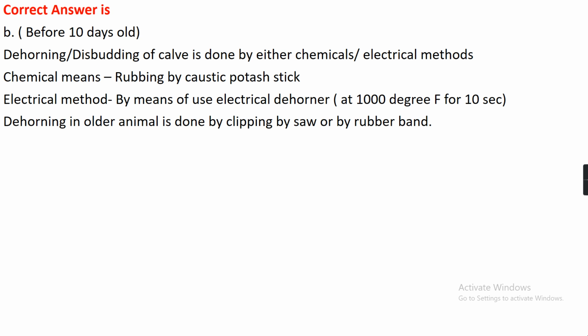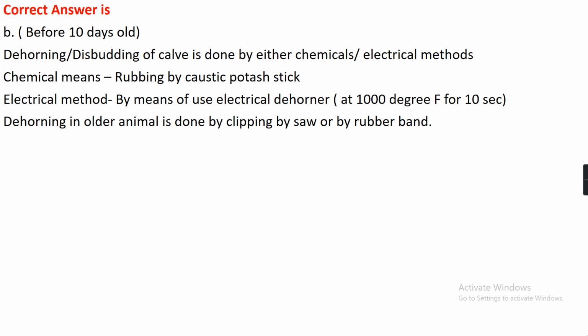The calf should be dehorned before it reaches 10 days old, and this dehorning and disbudding of calf is done either by chemical method or by electrical method. Chemical means rubbing a caustic potash stick around the bud area until the blood comes out. The second method is the electrical method, where we use an electrical dehorner. The temperature of the electrical dehorner is around 1000 degrees Fahrenheit, and we keep the heated dehorner for 10 seconds on the horn bud of the calf.